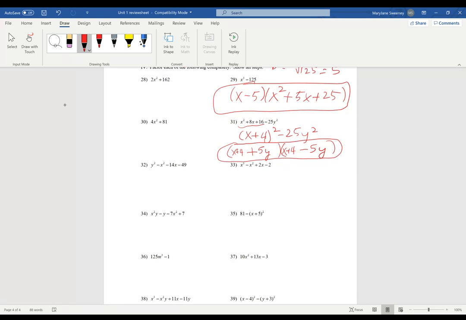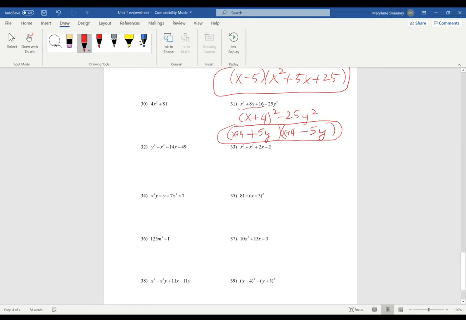33, whenever I see 4 terms, just like in the last one I saw 4 terms, I should be thinking grouping. This was just a 3 by 1 grouping. We had to group the first 3 and notice it was a perfect square trinomial. With 33, this is going to be a 2 by 2 grouping. I know that because there's no perfect square trinomial.